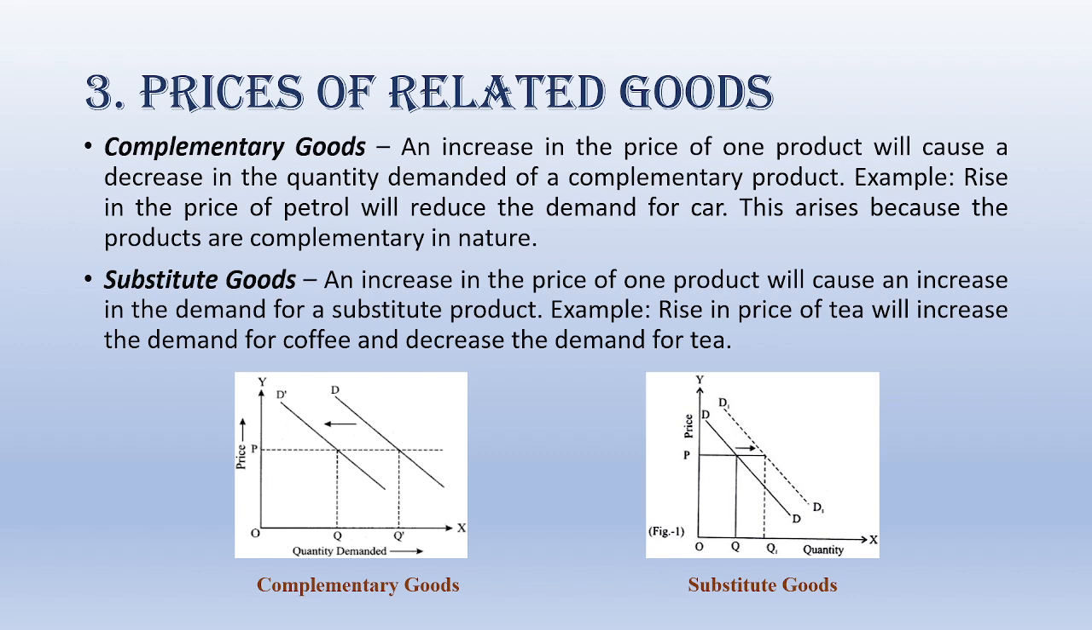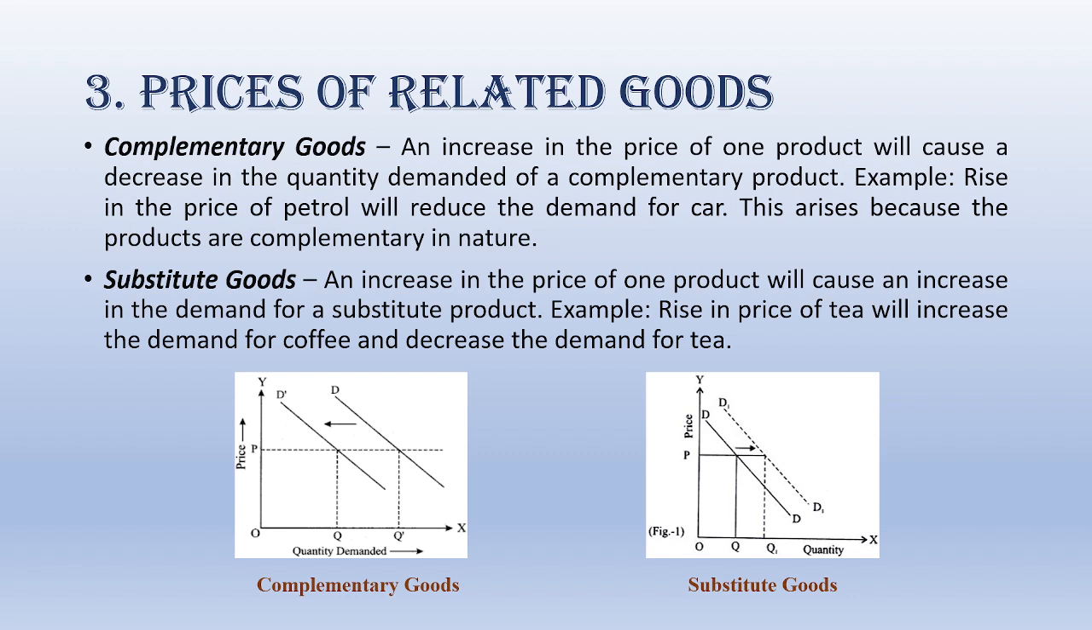Second is substitute goods. Substitute goods are those goods which can be replaced by one another, which can be used in place of one another. So the example would be tea and coffee. When we want to understand the price of related goods, we should understand what complementary goods and substitute goods are. In the case of complementary goods, if the price of one product increases, that will decrease the demand of the other complementary product.